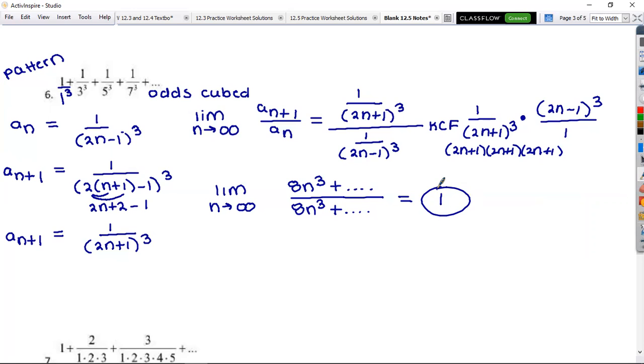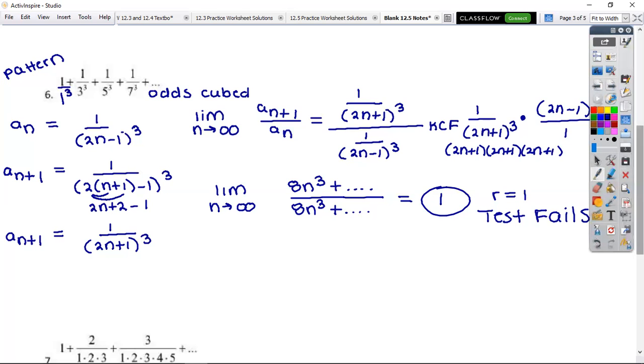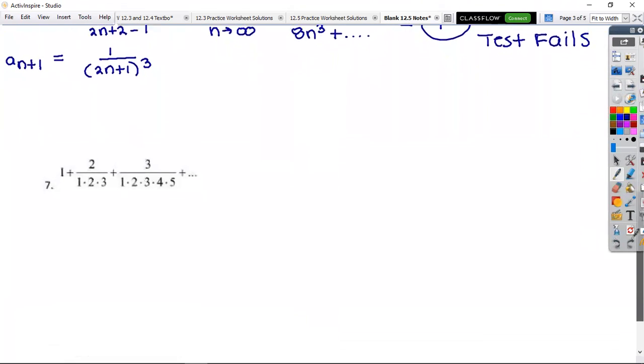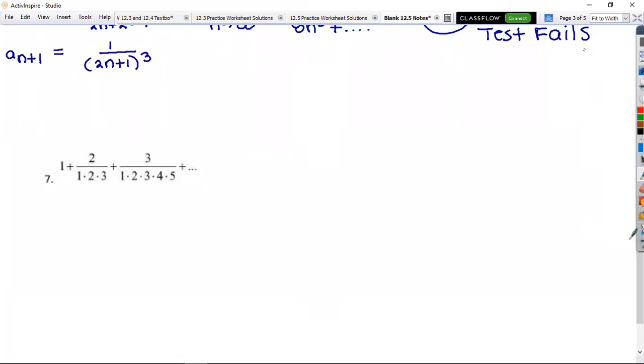So now we declare an answer for this one. So this one's 1 again. So R equals 1. So this one is going to be fails. Yep. Test fails, no conclusion. Good so far? Okay, so that brings us to, I don't want to give it away. Let's see if you guys notice it.